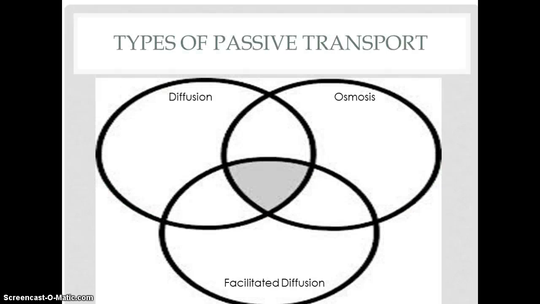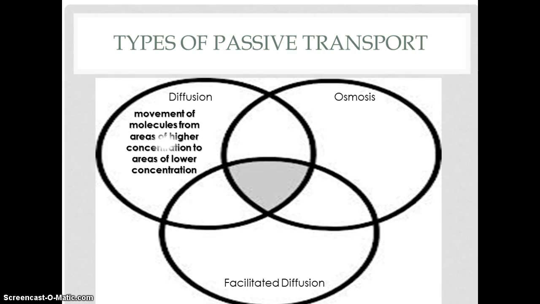Now let's refer to the Venn diagram graphic organizer located on your review handout as I go through the three types of passive transport. First, let's talk about diffusion. Diffusion is the movement of molecules from areas of higher concentration to areas of lower concentration. The key difference is the material being transported. Molecules are transported during diffusion.